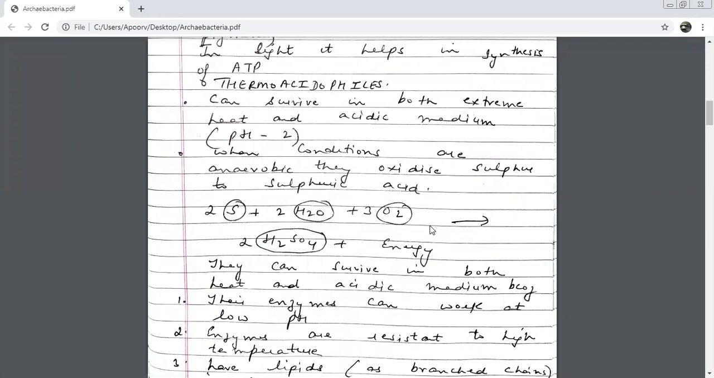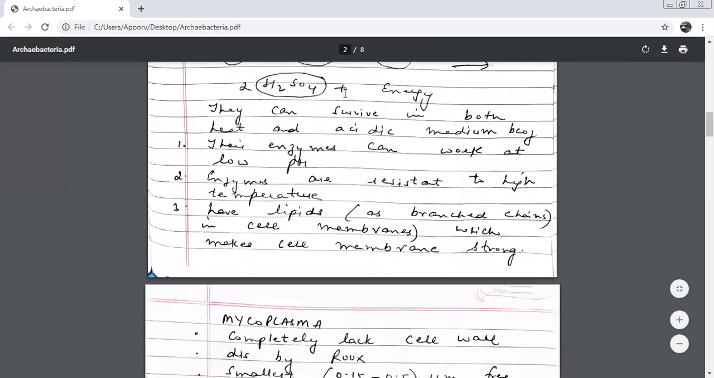See what is happening over here. If you see, what is taken over here is sulfur, and then what is being produced is sulfuric acid. What are these archaebacteria called which can produce sulfuric acid from sulfur? Which category of archaebacteria are these? Thermoacidophiles.